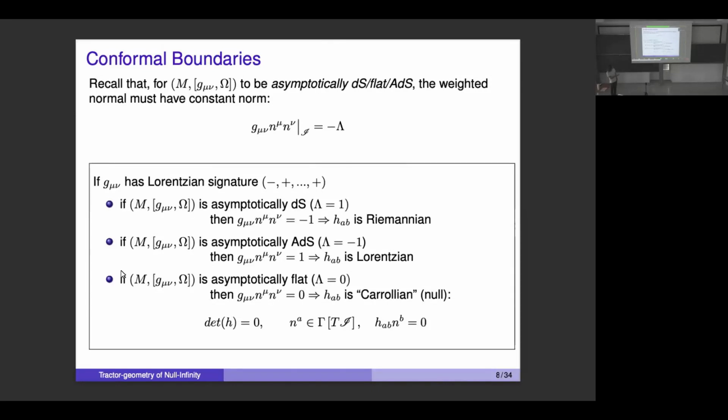And then depending on the type of situation you care about, you have different types of conformal geometry induced. If lambda is 1, then the normal is time-like and the induced geometry is Riemannian. If lambda is -1, then the normal is space-like and the induced geometry is Lorentzian. And if lambda is 0, the normal is null, which means that it's inside the boundary itself, and the induced geometry is something that goes under the name of Carrollian, or null, or light-like. It really depends on the literature. And this is the thing that I already told you about on Friday. You have this normal, and the induced metric is degenerate.